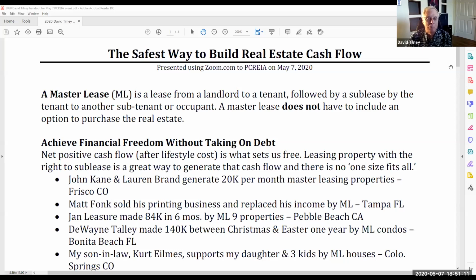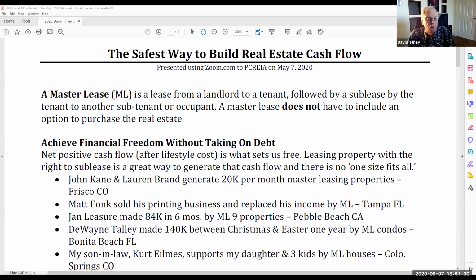And of course, one of my big passions is property management. And so I've got something that puts a little of both of them together, but we'll probably get off the outline at some point in time. Let me start just by giving a definition of a master lease.